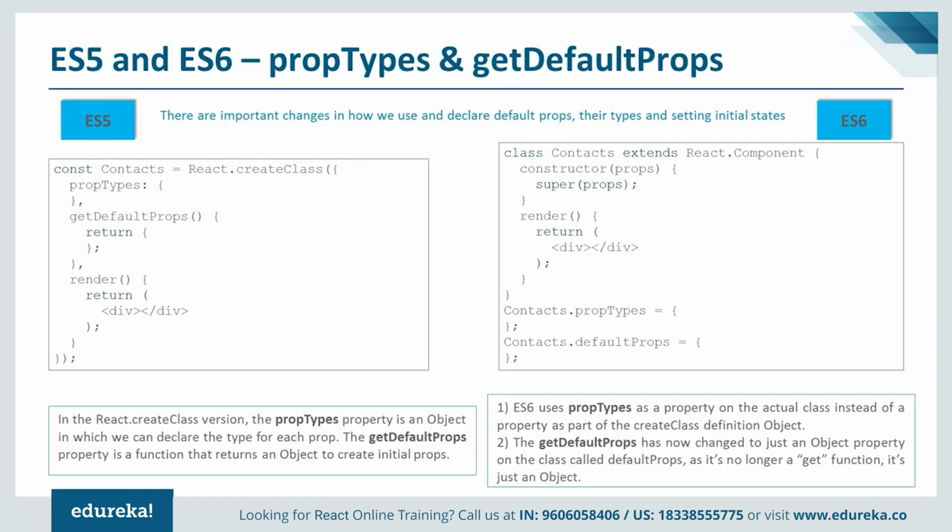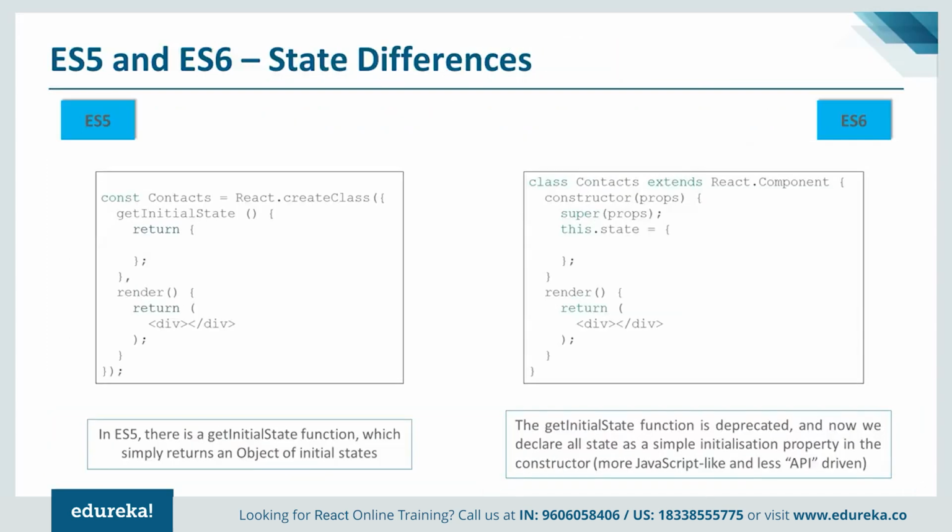The second difference, propTypes and getDefaultProps. The propTypes property is the object in which we can declare the type for each prop. Now we declare this inside the constructor. The third difference, the state. Earlier in ES5, we had a method called getInitialState where we declared the initial state. In ES6, getInitialState has been deprecated, and now we declare all state in a simple initialization property in the constructor itself. So I'd say ES6 is more JavaScript driven and not API driven now.